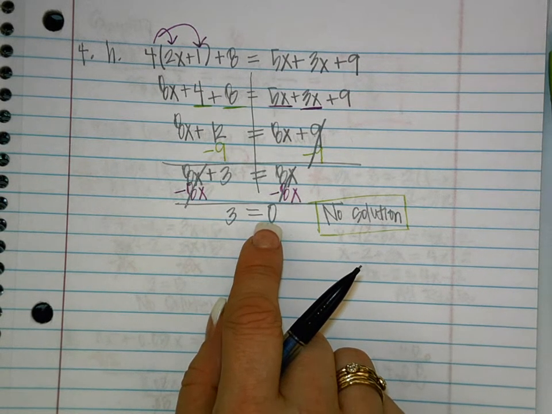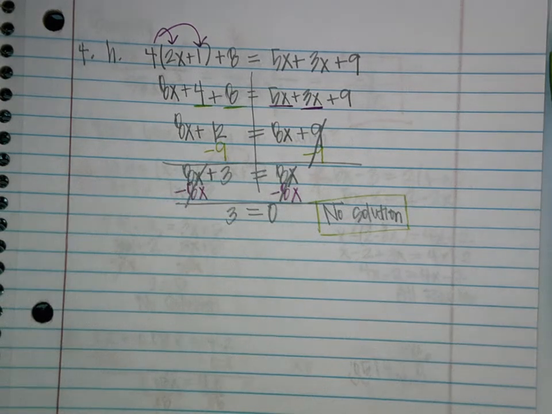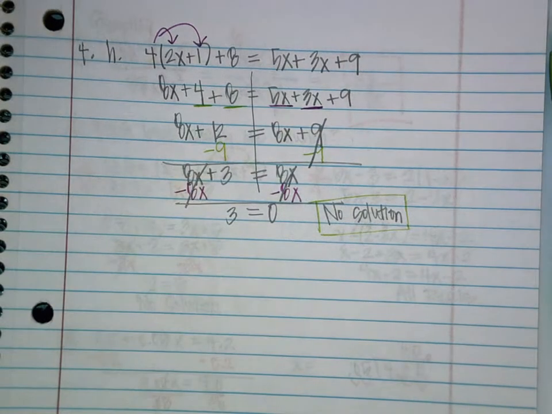Homework for tonight is to finish Chapter 2 review. It will be due tomorrow. So finish Chapter 2 review. It will be due tomorrow. That's really fast here. And you guys are excused.